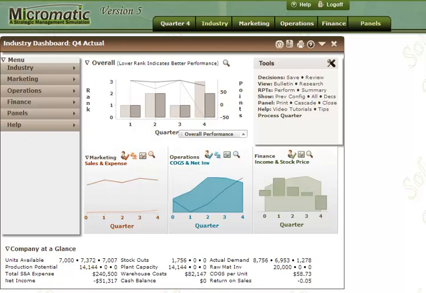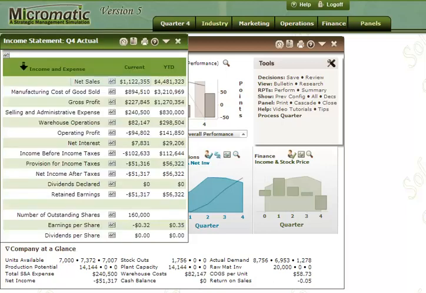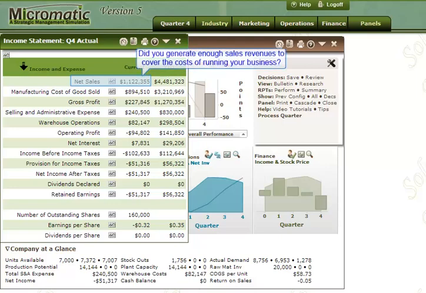The best way to determine why you are having net losses on the bottom of your income statement is to start at the top of that report. So first, we'll open up that report. When looking at the net sales revenues, the question to ask is, are your sales revenues sufficient to cover the expenses you incurred to generate these revenues?